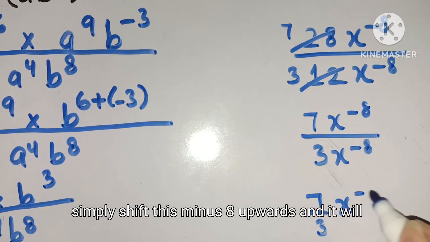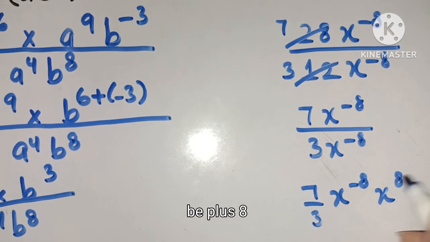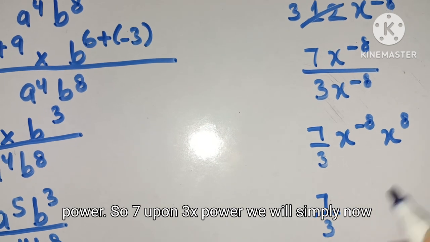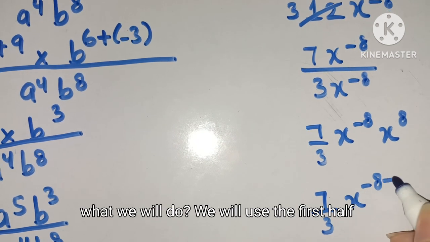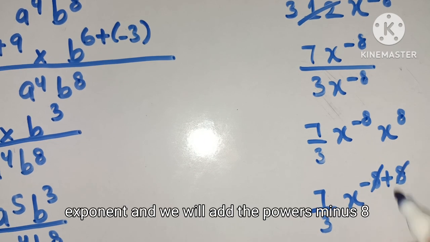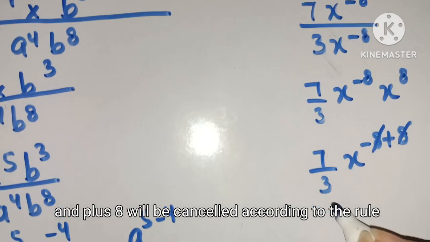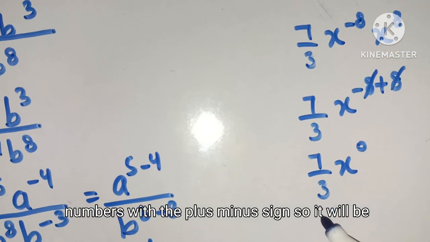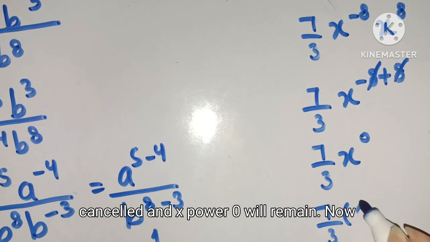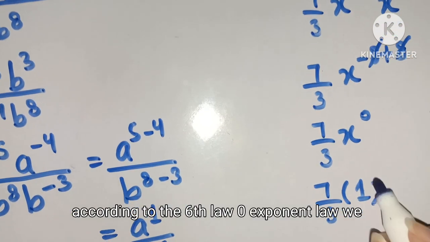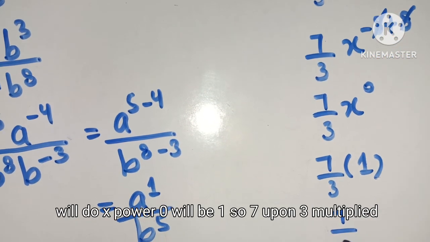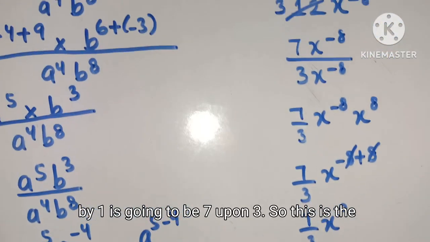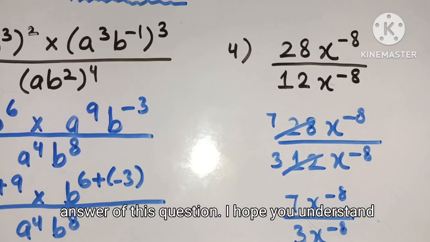Now we will simply shift this minus 8 upwards, and it will be plus 8 power. So 7 upon 3 x power, now we will use the first law of exponent and we will add the powers. Minus 8 and plus 8 will be cancelled according to the rule in algebra, because the same numbers with plus minus sign will cancel, and x power 0 will remain. Now according to the sixth law, the zero exponent law, x power 0 will be 1. So 7 upon 3 multiplied by 1 is going to be 7 upon 3. So this is the answer of this question.